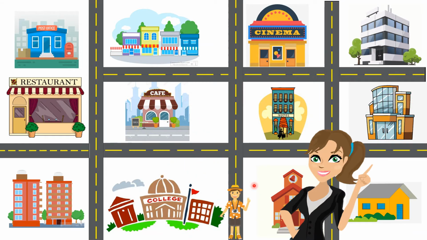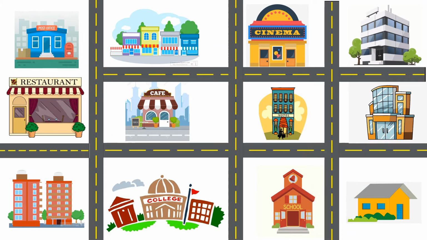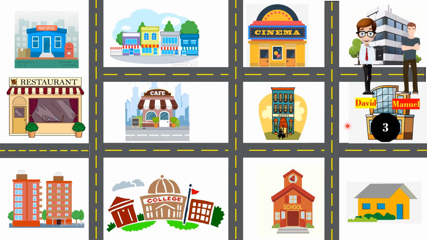This is the way the tourist gets from where he is to the post office by following Madame Dupont's instructions. Okay, hope you got that right. Now the third dialogue. Le troisième dialogue se passe entre David et Manuel. So the third dialogue is between David and Manuel.